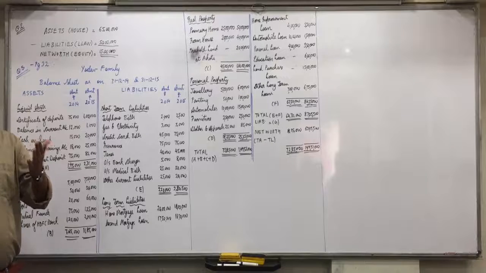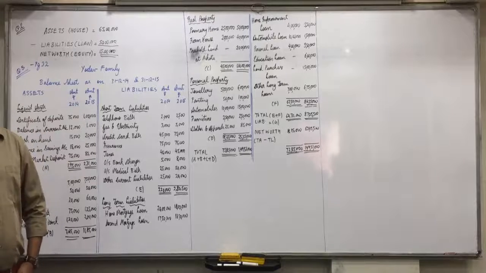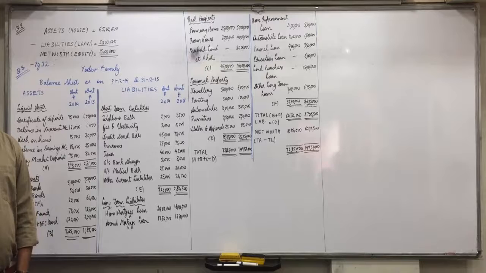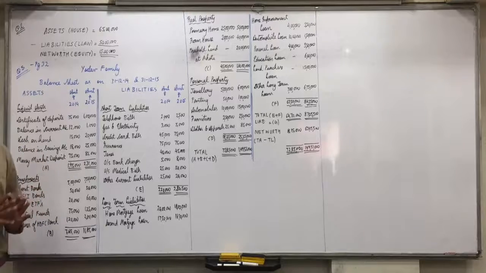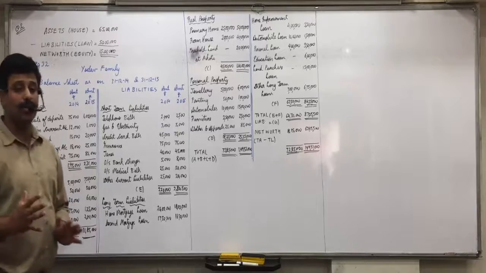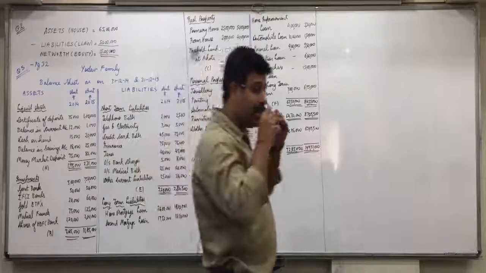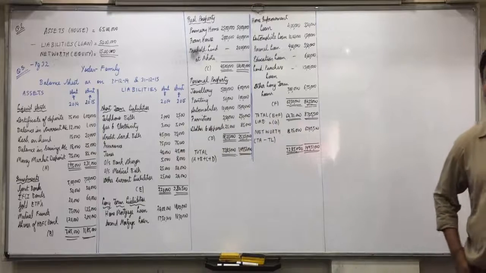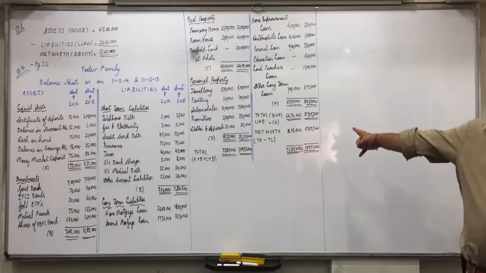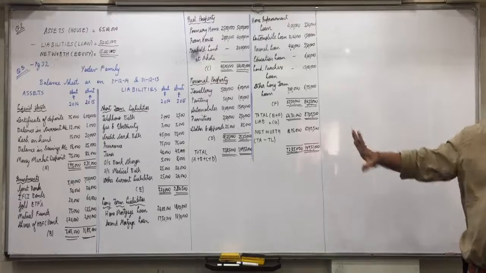Now, 4 ratios are there. It is asked to calculate money measurement ratios, but all 4 cannot be calculated because the income statement is not available, only the balance sheet is available. So let us see which ratios we can find. This is the first ratio we did in the class, the solvency ratio. What is the formula of the solvency ratio? Net worth is also there, total assets is also there.